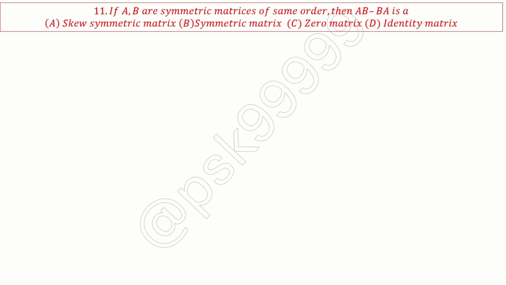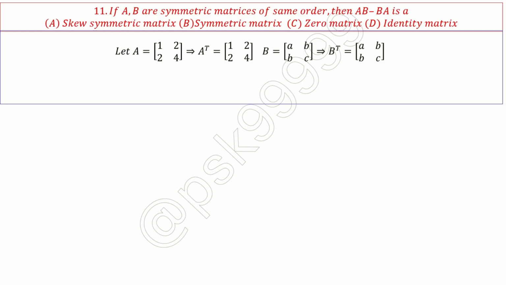If A and B are symmetric matrices of same order, then AB minus BA is. Okay, options are given. Find out, you take A and B, some simple example. So let A be 1, 2, 2, 4, and transpose of A is nothing but again same 1, 2, 2, 4. So it is symmetric matrix. Similarly, B is a, b, b, c. Transpose of B is also a, b, b, c, so it's symmetric.